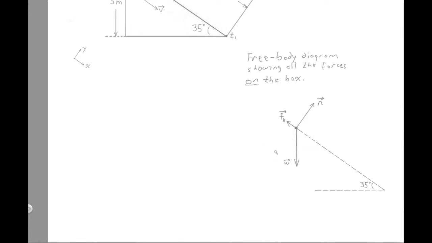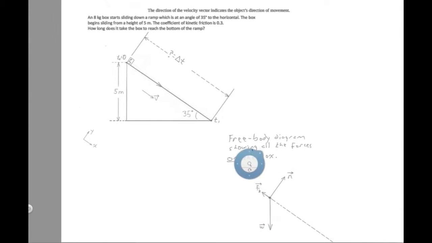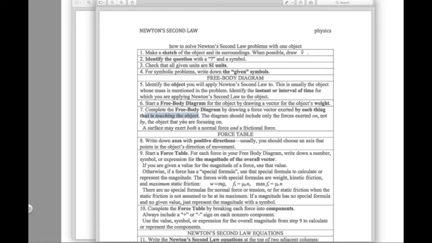So now we've completed this free body diagram. Is there anything else touching the object besides the ramp? No. So there's no other forces on the object. We complete the free body diagram simply by noticing what is touching the object. Don't overthink it, but remember, anytime there's a normal force, we also have to consider whether there could be a frictional force from that same surface. Now we're ready for our force table. I think we already picked our axes, so now we start the force table.